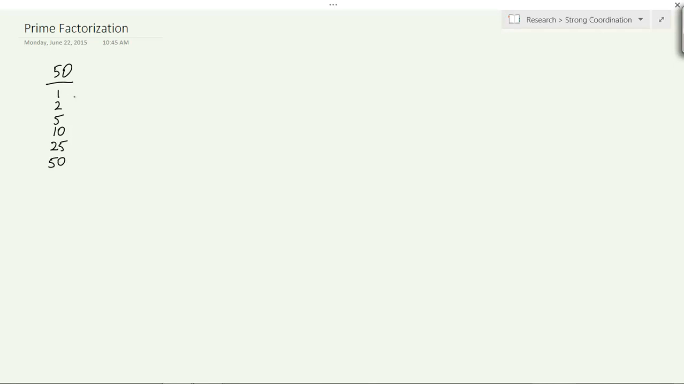And actually, factors come in pairs. You see that 1 and 50 together, if you multiply those, you get 50. 2 and 25, and 5 and 10.